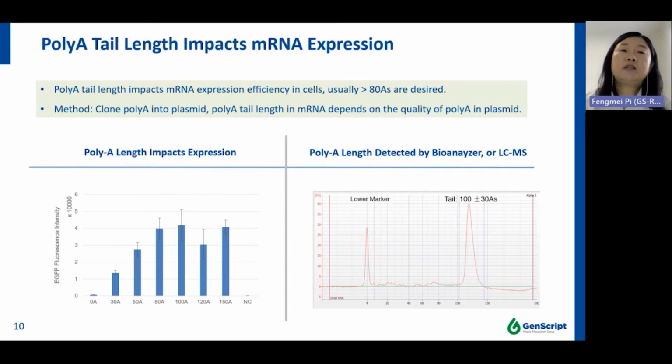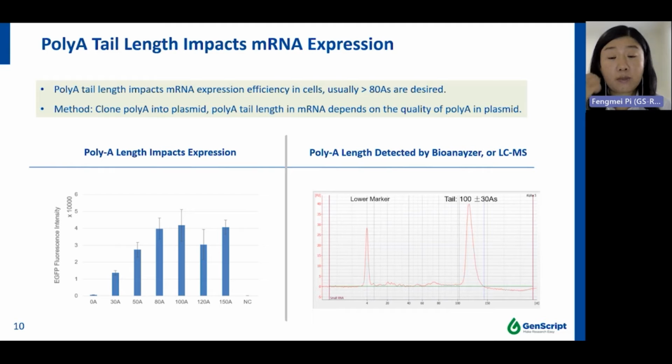Yeah, and another factor to consider is the poly A tail quality. Both the length and the quality of the poly A tail are very important. Here we studied how the poly A tail length impacts mRNA expression. We purposely prepared the same EGFP mRNA with different tail lengths and found that more than 80 As are preferred for improving expression efficiency. With this, we built a plasmid that has the poly A tail built in, since we have found this generates the highest quality of poly A tails.